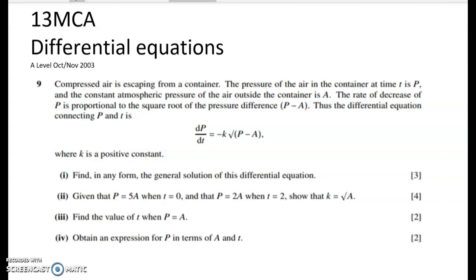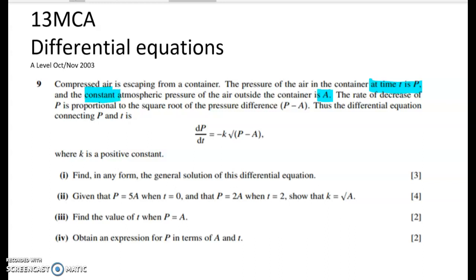So reading it slowly, we've got compressed air escaping from a container, and the pressure of the air in the container at time T is P. The constant atmospheric pressure of the air outside the container is A. So it's important to note that that's not a variable, right?